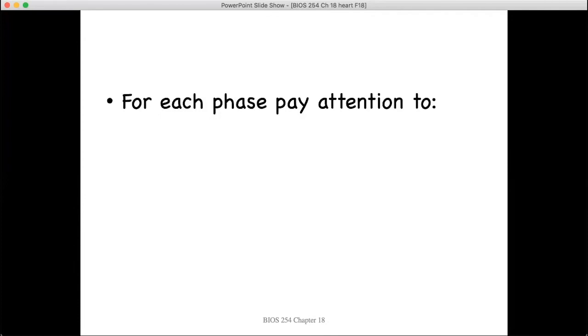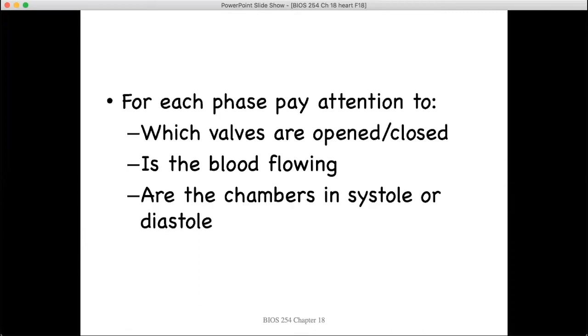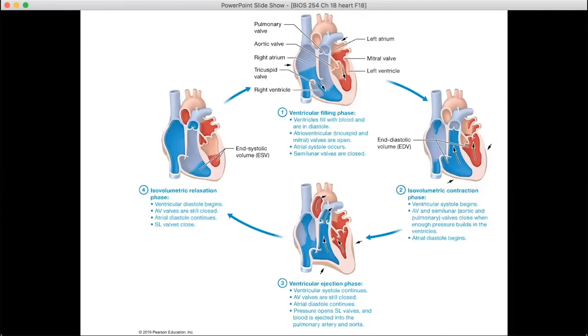For each phase, I want you to pay attention to a couple of things. I want you to notice which valves are open and which ones are closed, how the blood is flowing from where to where, or is it flowing at all? Are the chambers in systole or diastole? I'm going to use this figure in describing what is occurring during each one of the phases. This is a great figure for the cardiac cycle. I encourage you to stop the video and read the bullet points. But let's start with the first phase, ventricular filling, up at 12 o'clock.